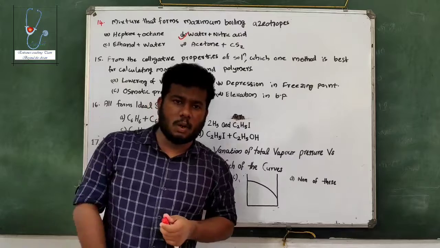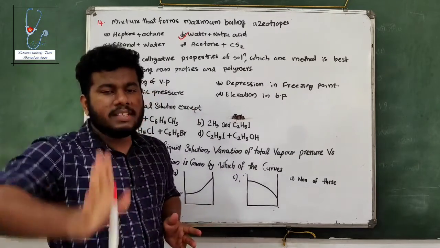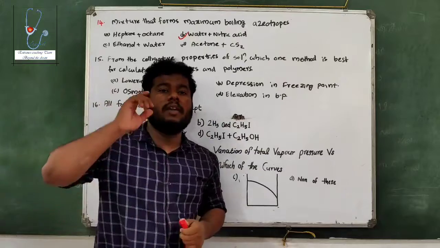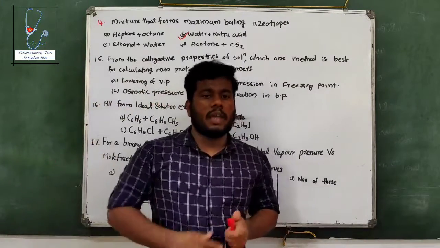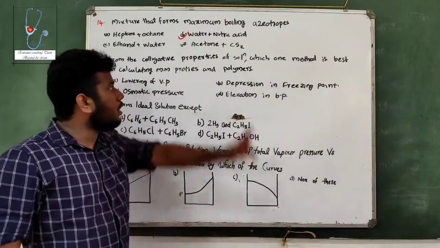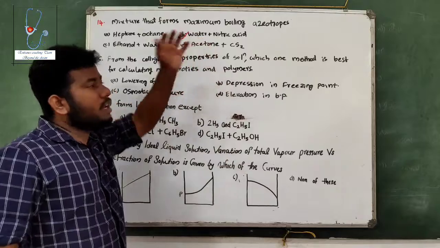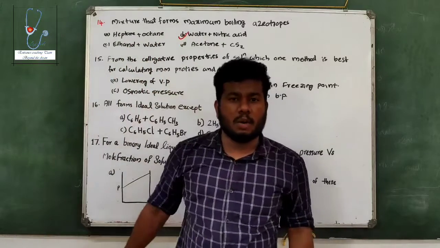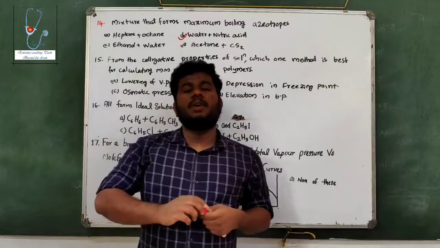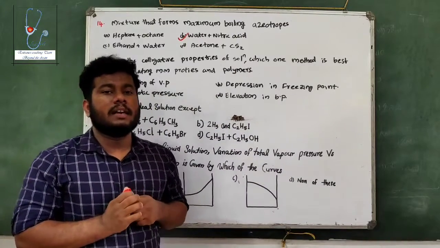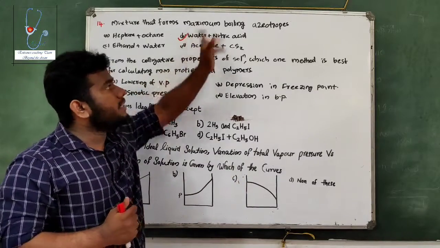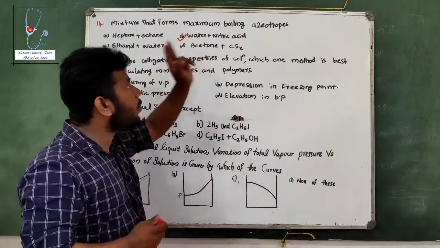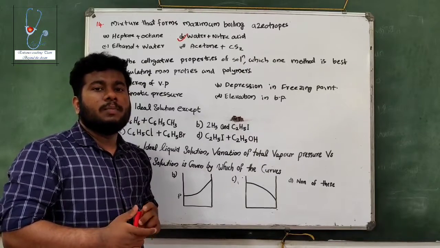What is a maximum boiling azeotrope? A solution which deviates negatively from Raoult's law is called a maximum boiling azeotrope. A solution which deviates positively from Raoult's law is called a minimum boiling azeotrope. So once again, maximum boiling azeotrope deviates negatively from Raoult's law, and minimum boiling azeotrope deviates positively.